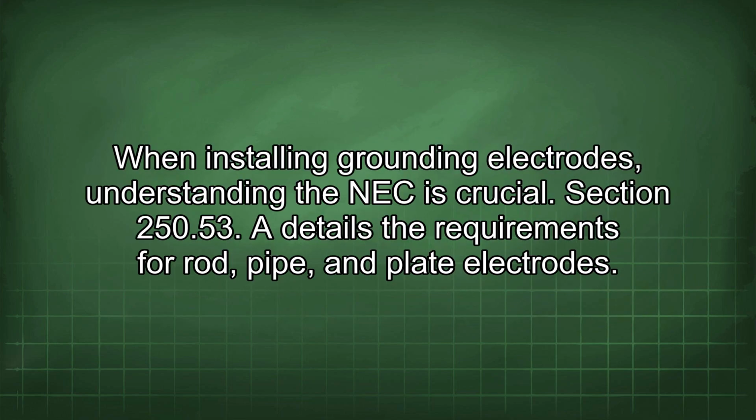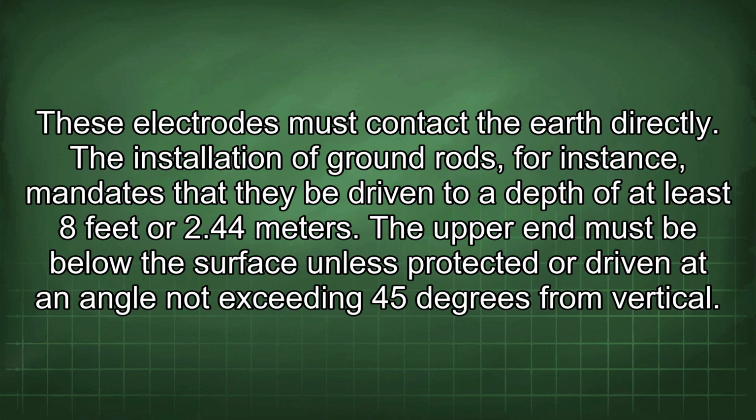When installing grounding electrodes, understanding the NEC is crucial. Section 250.53 details the requirements for rod, pipe, and plate electrodes. These electrodes must contact the earth directly. The installation of ground rods, for instance, mandates that they be driven to a depth of at least 8 feet or 2.44 meters. The upper end must be below the surface unless protected or driven at an angle not exceeding 45 degrees from vertical.